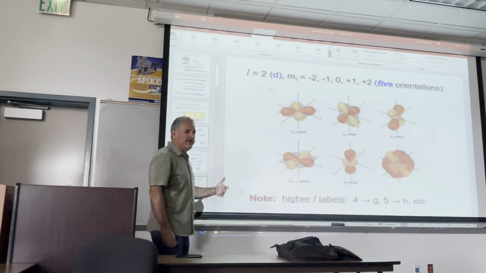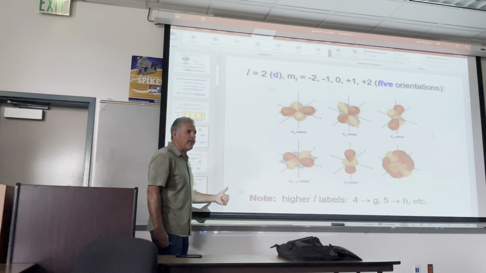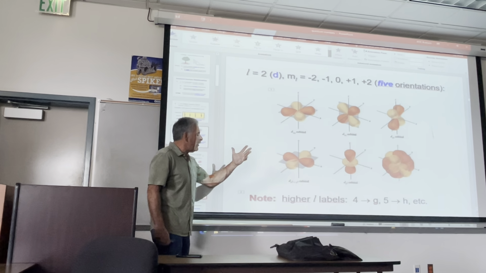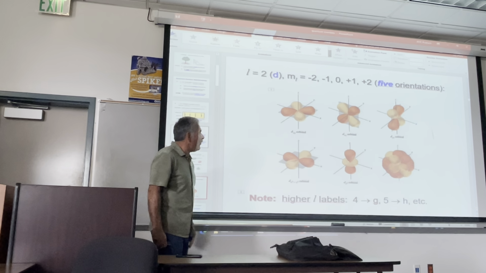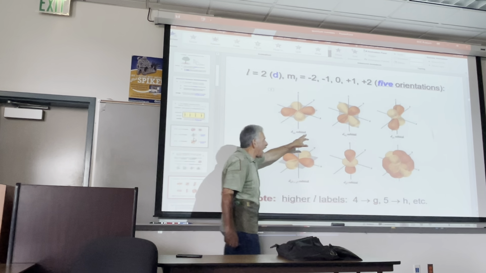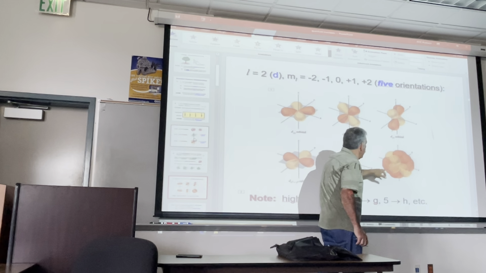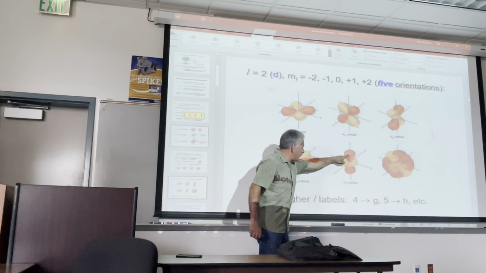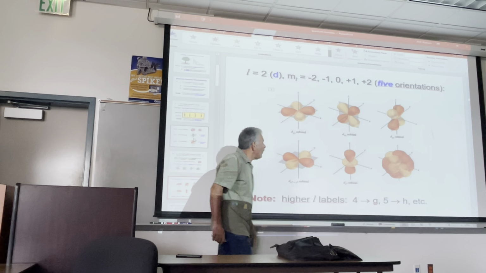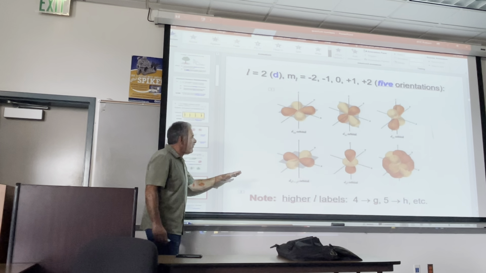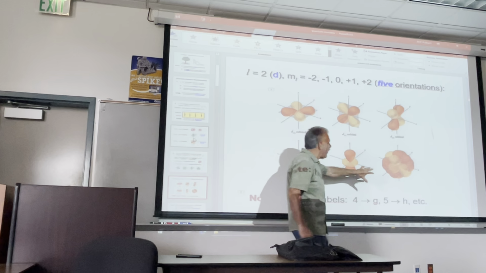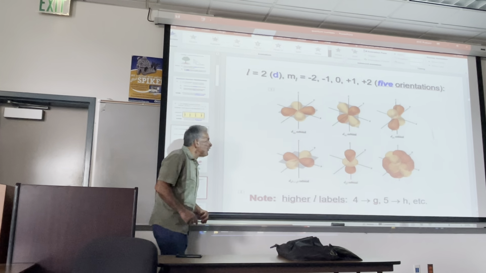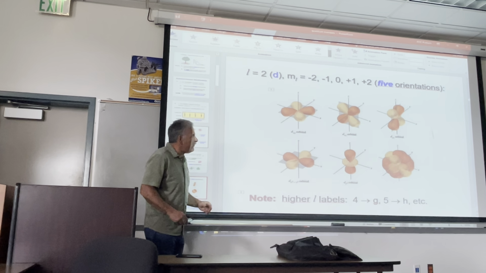So for D, which is the value of 2, there's minus 2, minus 1, 0, plus 1, plus 2. And there are 5 orientations of this half sphere, or quartered sphere. And this is one of the strange ones, the d z squared. But this is where you can find those orbitals, and if you put them all together, they look like a big sphere, don't they? So 5 orientations.